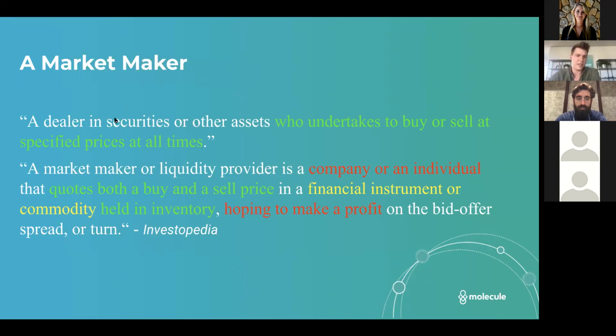The second one is much more detailed. A market maker or liquidity provider is a company or an individual. First of all, that is now not the case. Because smart contracts and bonding curves by design are permissionless programs that we put on a distributed ledger, they are neither a company nor an individual. We could say they are created by a company or by an individual, but the market maker itself in this case is not an entity.